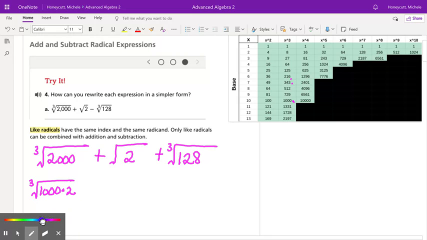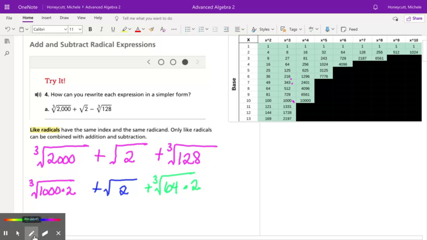The square root of 2 is already simplified. You can't really simplify the square root of 2. And then the cubed root of 128. So is 128 a perfect cube? No, 125 is, but not 128. So will any of these other cubes go into 128? So I'm grabbing my calculator. Let's see, 128 divided by 64. 2, yeah, 64 goes into it twice. So I can rewrite the last one as the cubed root of 64 times 2.